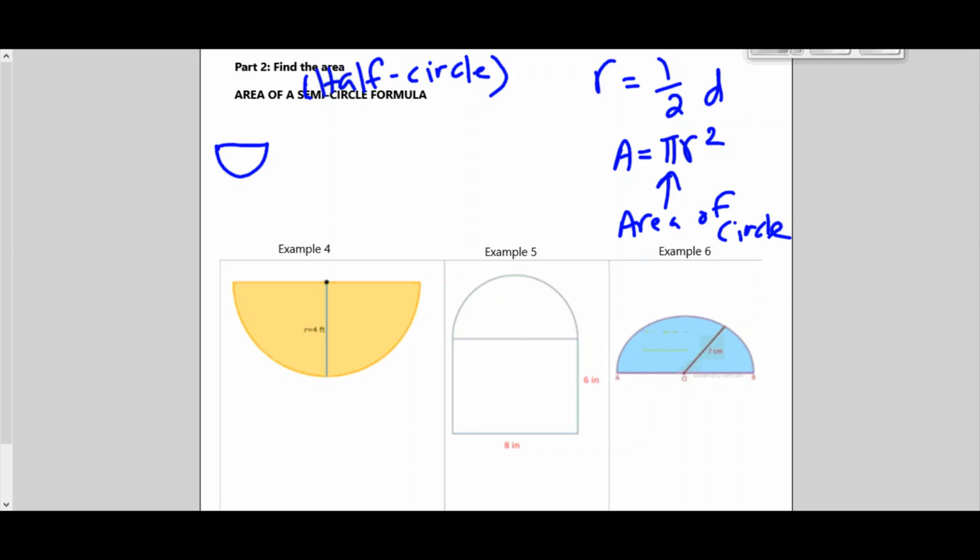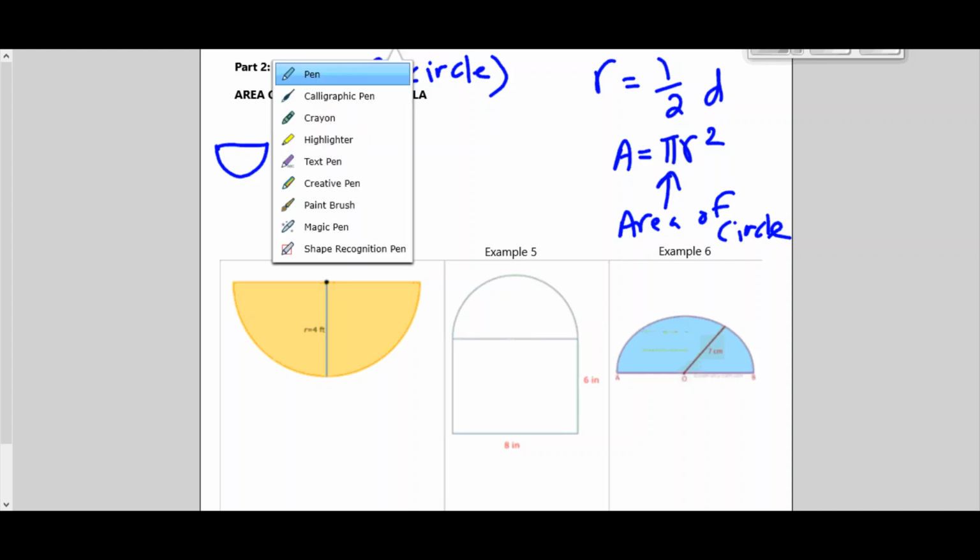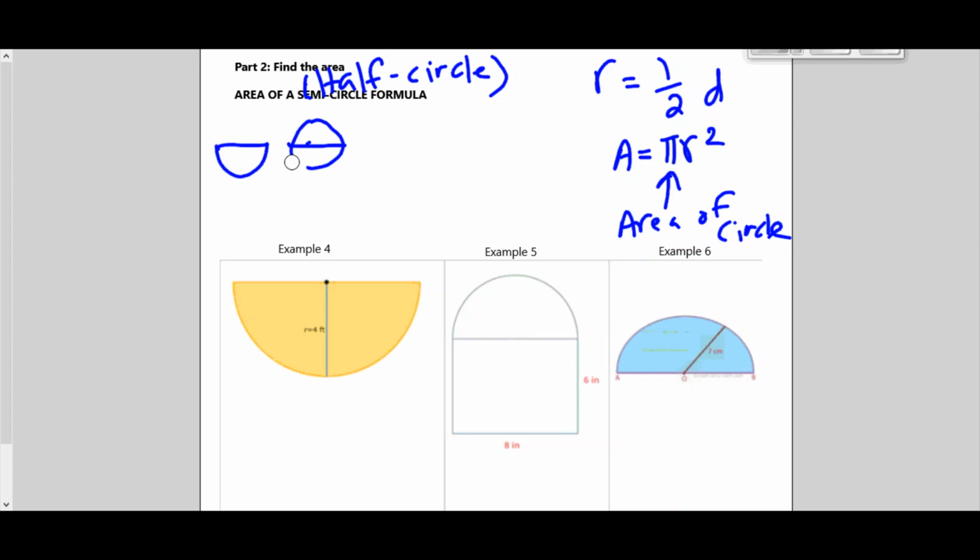A half circle could also be, if I draw a circle, I could also divide it in half and keep the upper half, like that. So then I would only have this half of the circle. So this could be a half circle too. So those are both half circles. So this is 1/2 circle. This is another half circle.